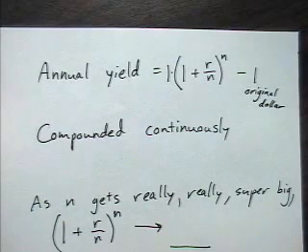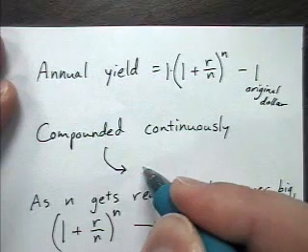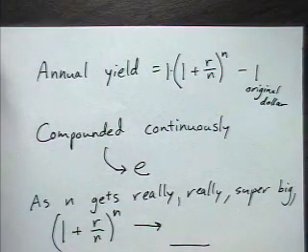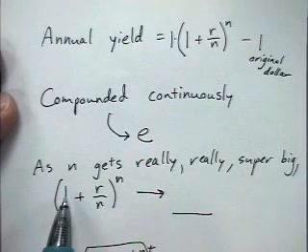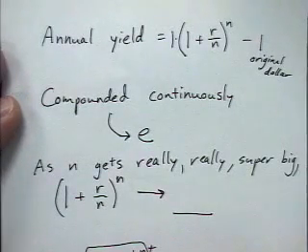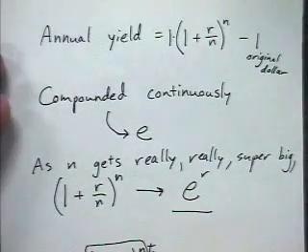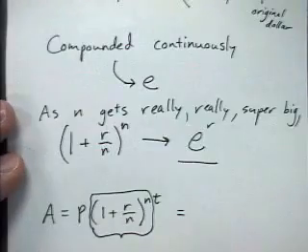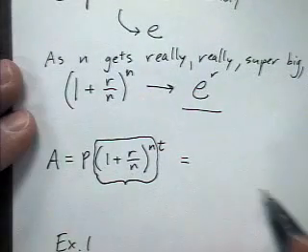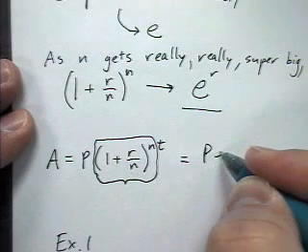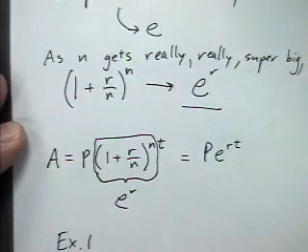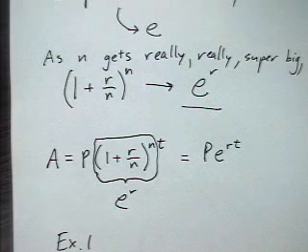Now, compounded continuously. Every time you see that phrase, you are going to think E. That's what that means, compounded continuously. So take a look at the annual yield as N gets bigger and bigger, really, really super big. This thing turns into E to the R power. I know, kind of cool. So this formula that we saw before changes to P, then you got your E to the R, and your exponent t. The PERT formula, right? Because you just substituted e to the r into that place for the annual yield, or at least that portion of the annual yield.